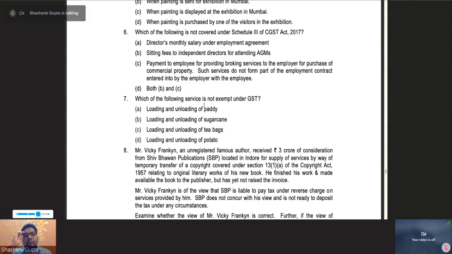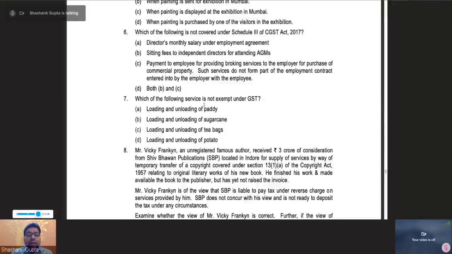Loading and unloading of paddy. What is paddy? Paddy is the raw form of rice. So paddy is processed and rice is obtained. So paddy is the immediate agricultural produce, the bare form of rice that is produced in the rice fields. So will it be exempt or not? Yes, because it is loading and unloading of immediate agricultural produce. Loading and unloading of sugarcane. Where does sugarcane grow? In the farms, fields, immediate agricultural produce, exempt.